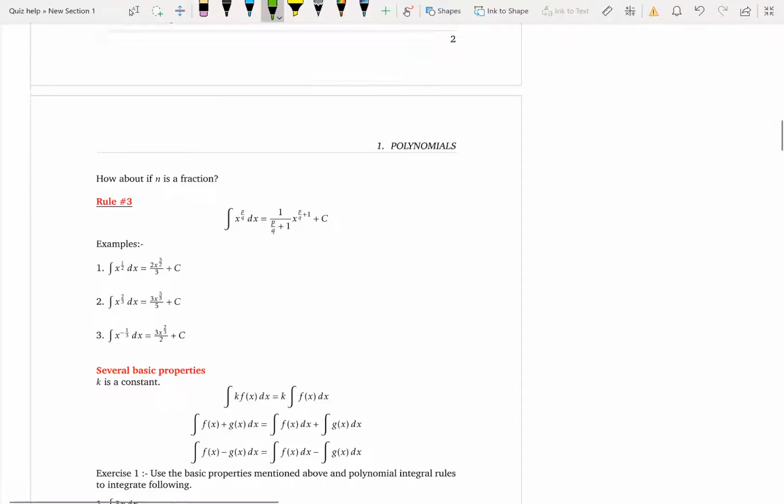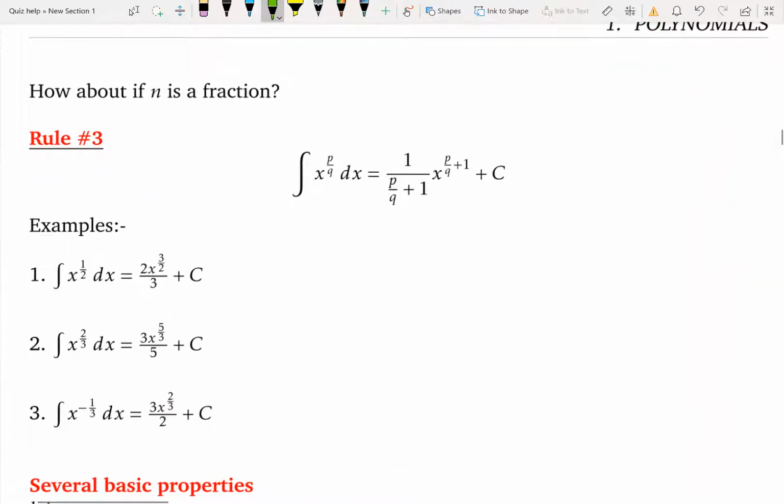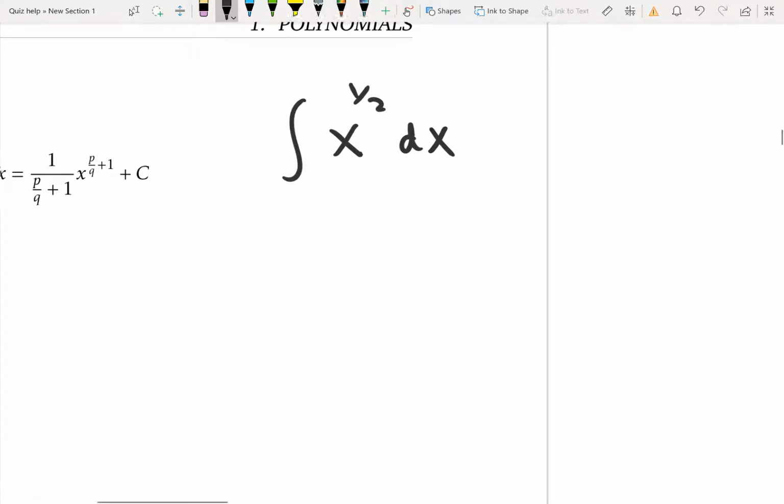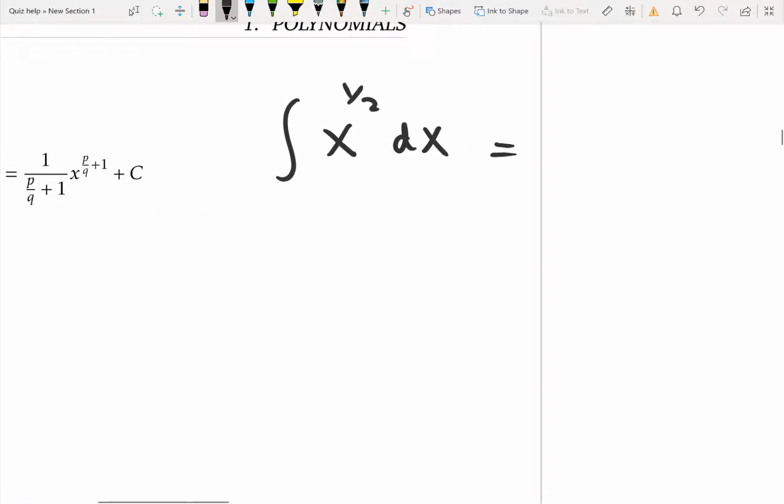How about if your power is a fraction? Well, it's again the same rule, okay? But you have to be a little bit careful. Let's say you have to integrate x to the power half with respect to x. Now what is the rule? You add a 1 to the power and divide by that number you get after adding 1. So x to the half plus 1 divide by half plus 1 plus arbitrary constant c.